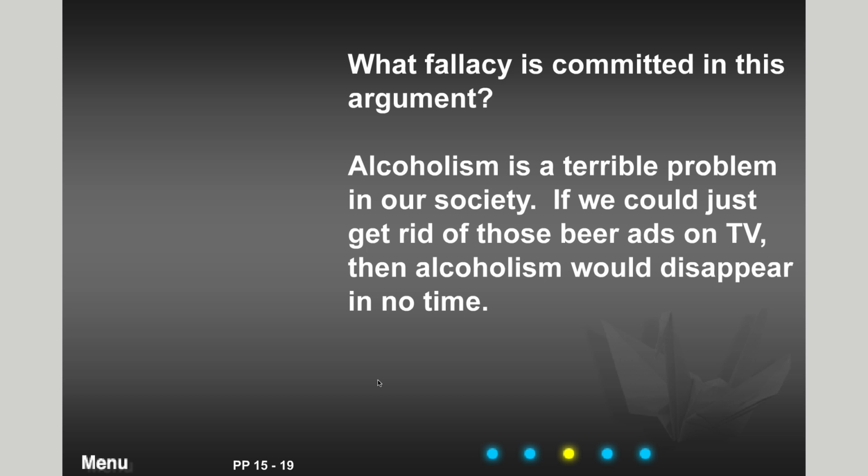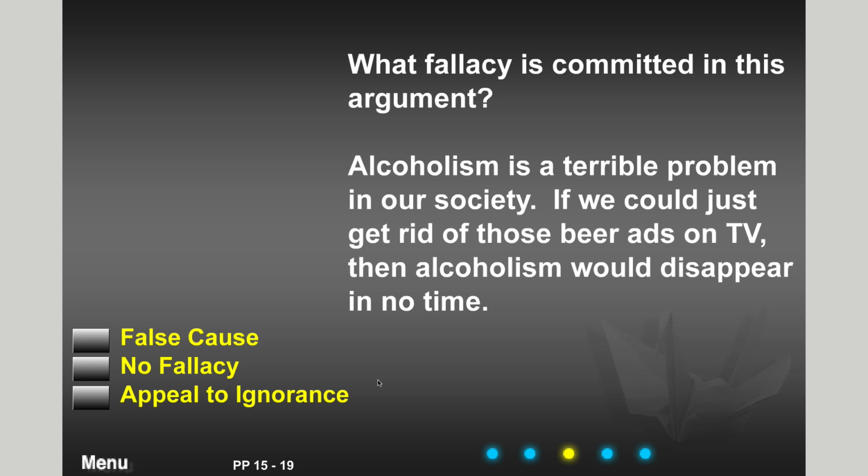What fallacy is committed in this argument? Alcoholism is a terrible problem in our society. If we could just get rid of those beer ads on TV, then alcoholism would disappear in no time. Okay. Now, this is not an appeal to ignorance because it's giving us something. This is a positive fact. Alcoholism is indeed a terrible problem in our society. But it's what? If we could just get rid of those beer ads.